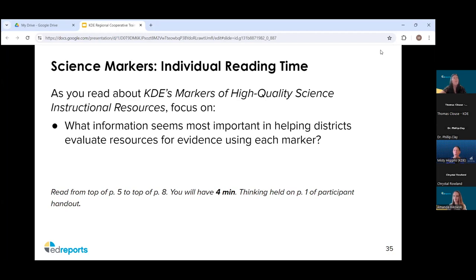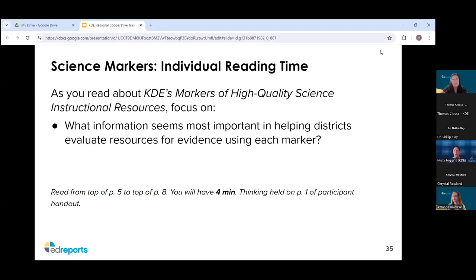As you read, we want you to think about what information seems most important in helping districts to evaluate resources for evidence using each marker. The marker section is going to begin near the top of page 5, and it's going to go through the top of page 8. And again, there's space at the bottom of page 1 of your participant handout to capture your thinking as you read.